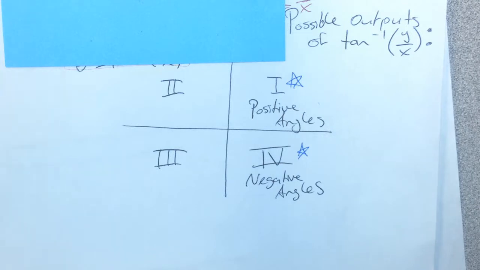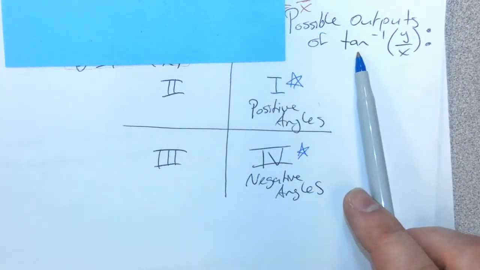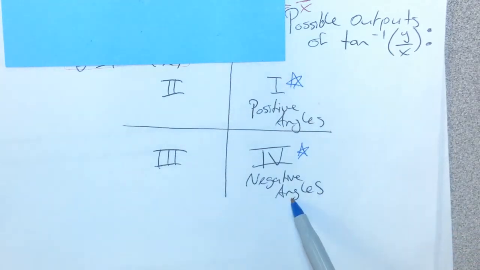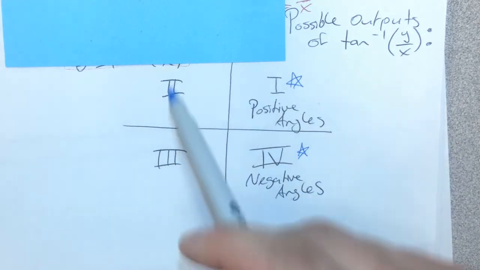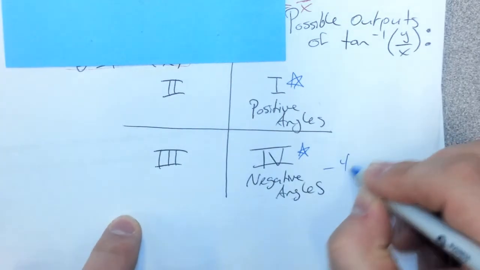I had it drawn already. It's not on your paper. This is just quadrants. First, second, third, fourth. Okay. So, possible outcomes from inverse tangent. We would get positive angles in the first, negative angles in the fourth. But that was it. Right? We didn't have any other outputs that would take us in the second or the third. So if we got a negative angle from this result, we got negative 45 degrees, right?